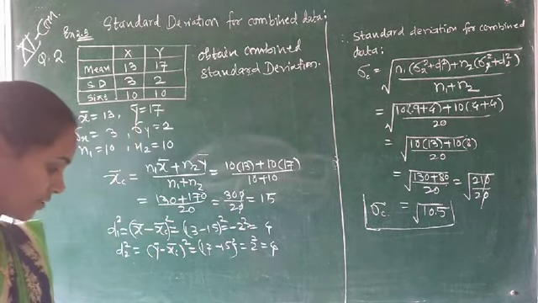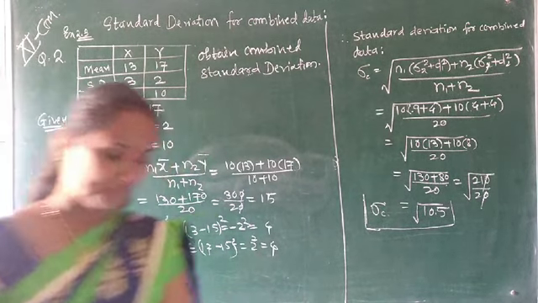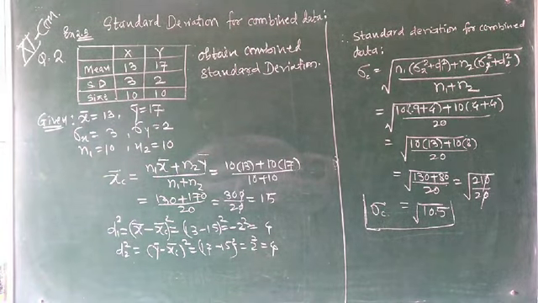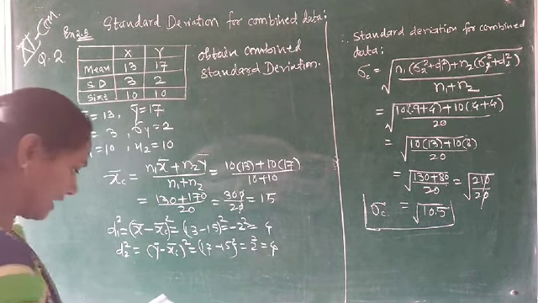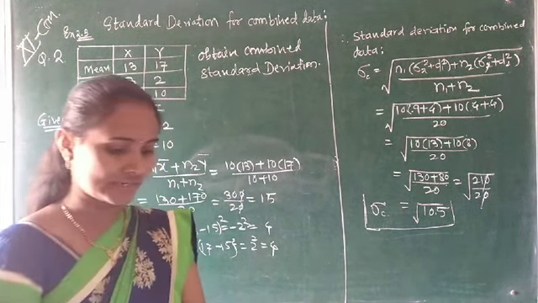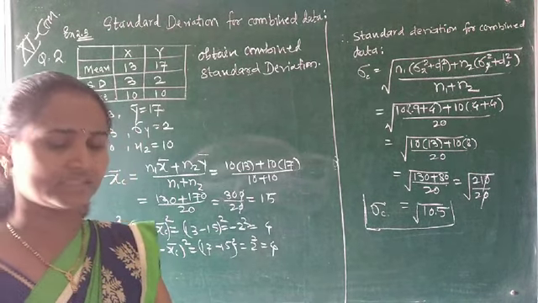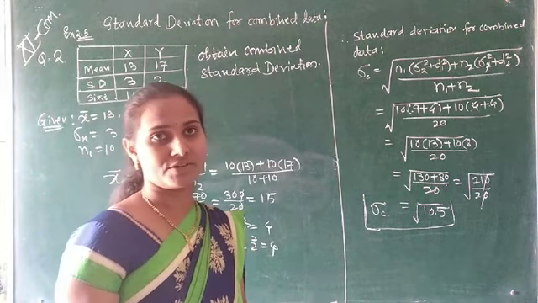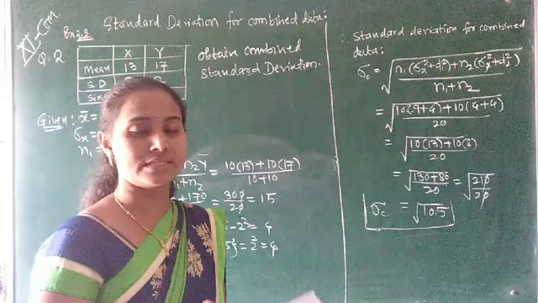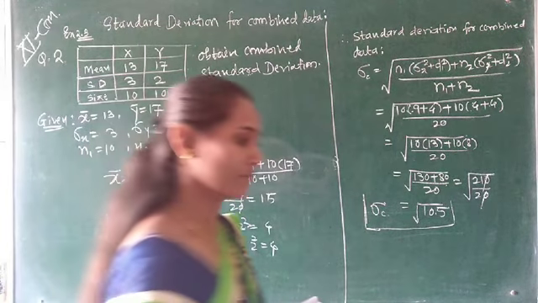Now see the next question, question number 3. Calculate the coefficient of variation of marks secured by a student in the exam where the marks are given. Here we are given only the set of observations, that means we are given raw data.